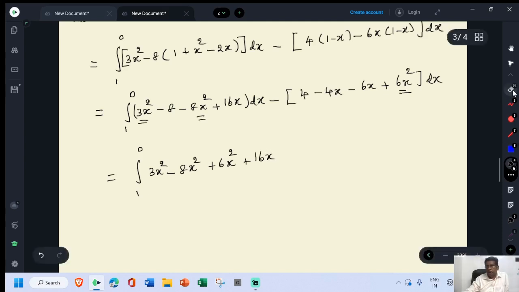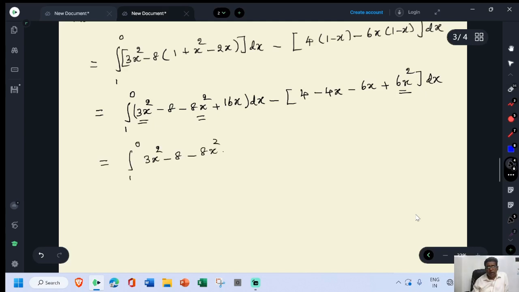Once again, multiply with the negative sign and then simplify for easy handling. This is equal to the integral from 1 to 0 of 3x square minus 8 minus 8x square plus 16x minus 4 plus 4x plus 6x minus 6x square, the entire thing multiplied by dx.